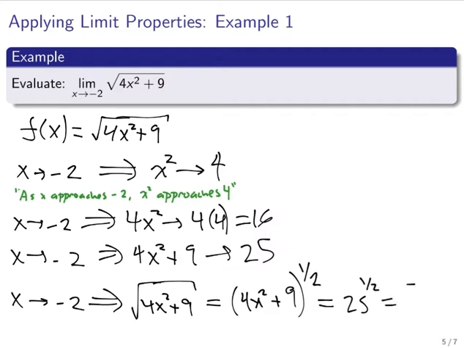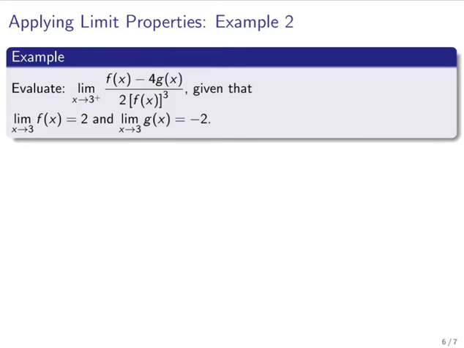And that means this whole limit is going to be 5. And here now I'm applying the same property that I did up here that said I could square both sides. It says I can also square root both sides as long as it makes sense. And here it does matter that 25 is positive. I'm not taking the square root of a negative. So that's an example where I had a specific function.